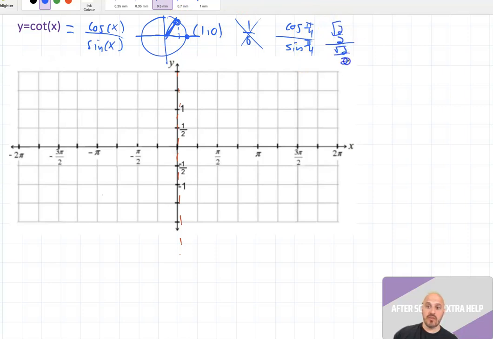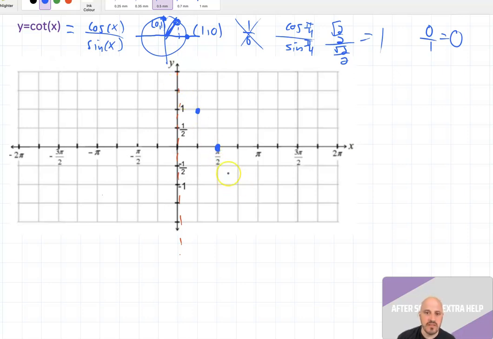So root 2 over 2 divided by root 2 over 2, 1. Okay, so now I'm at 1. How about pi over 2? Well, let's put in pi over 2 up here, right? What are x and y? My x is 0, my y is 1. So x is 0, so I have 0 over 1, which is 0. All right, so at pi over 2, I'm at 0.